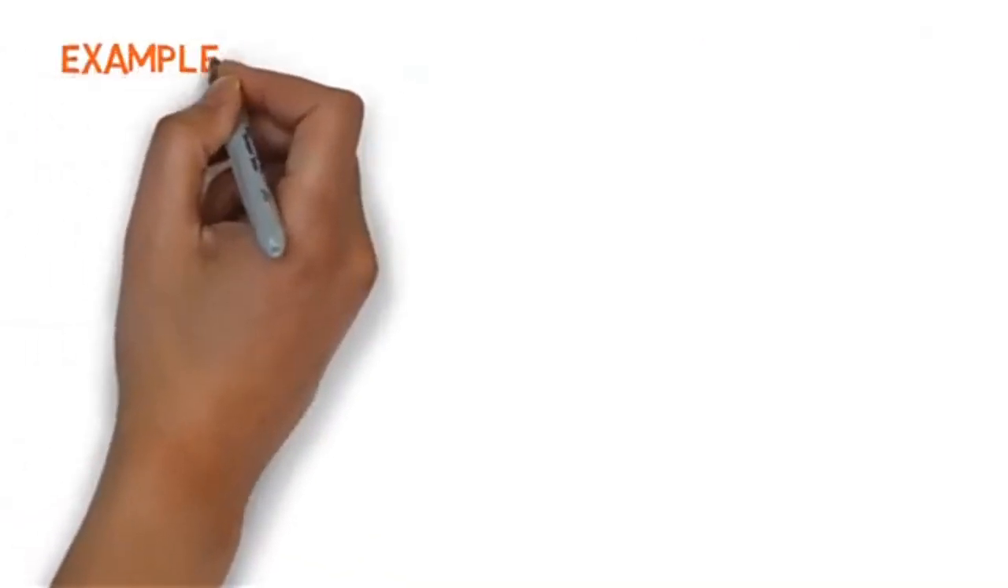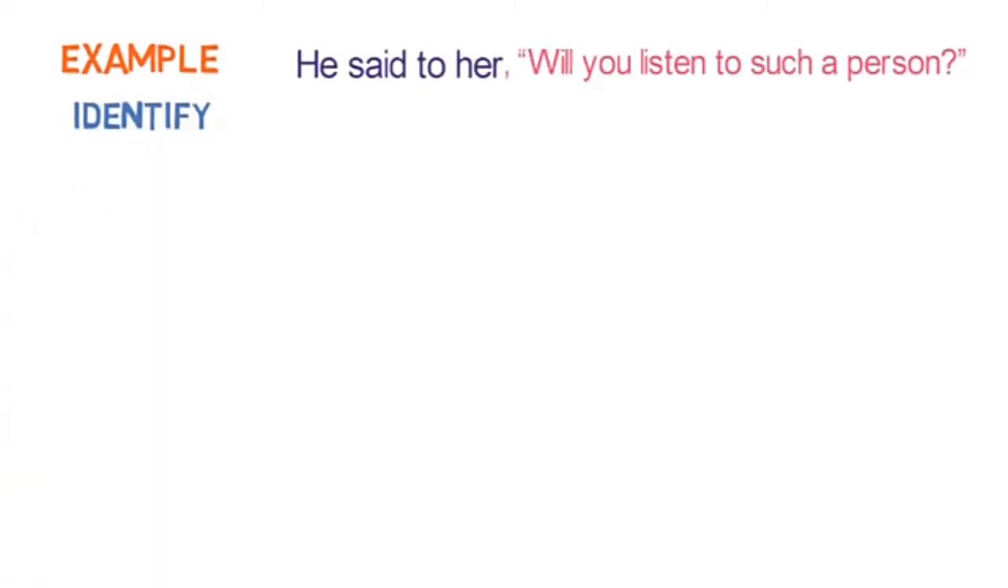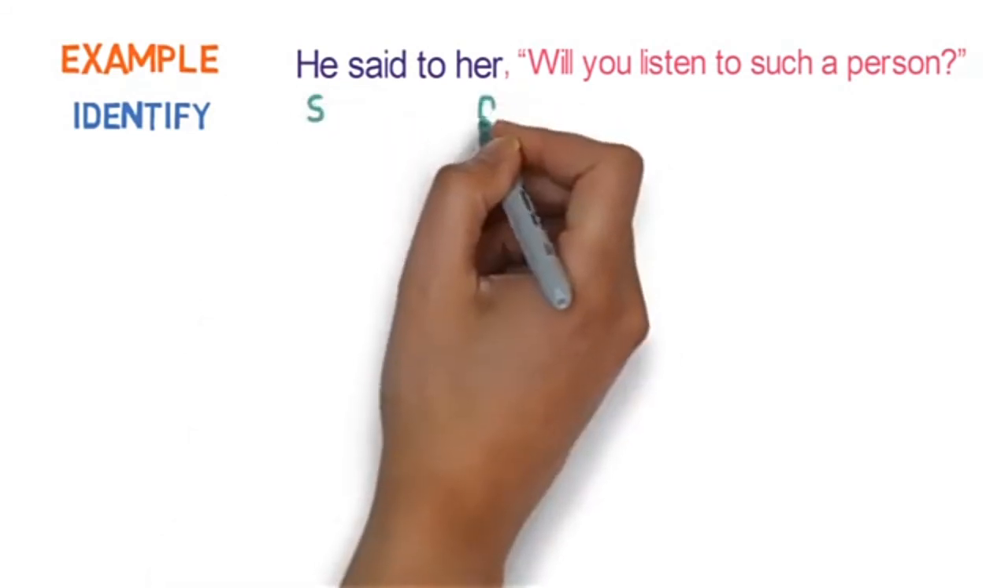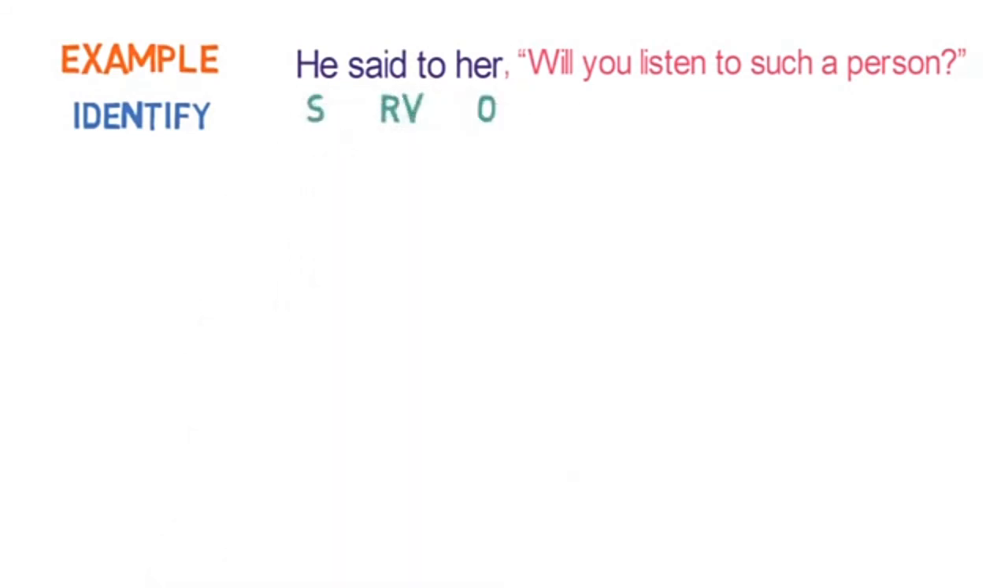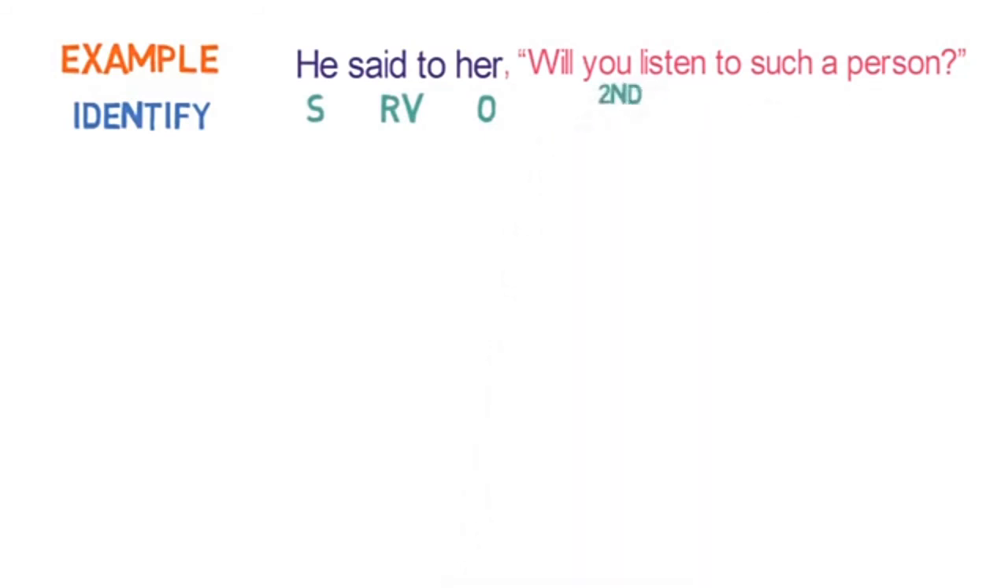Let's look into the next example. He said to her, "Will you listen to such a person?" Step 1 is to identify. He is the subject, her is the object, and said to is the reporting verb. And as said to is in past form, we need to check the tense of the reported speech. Here, the tense is simple future.